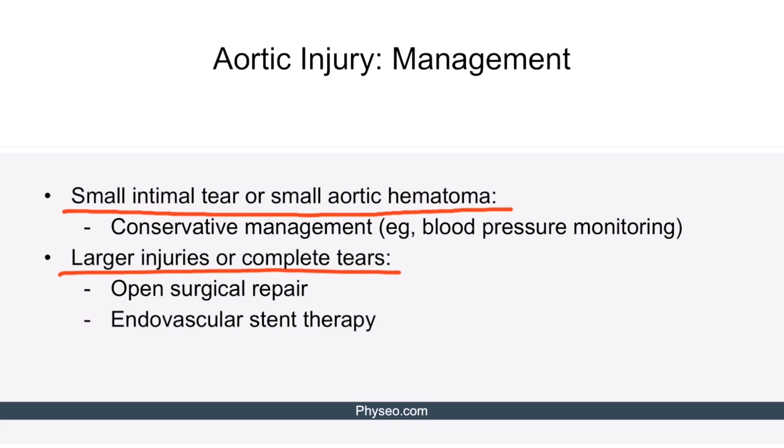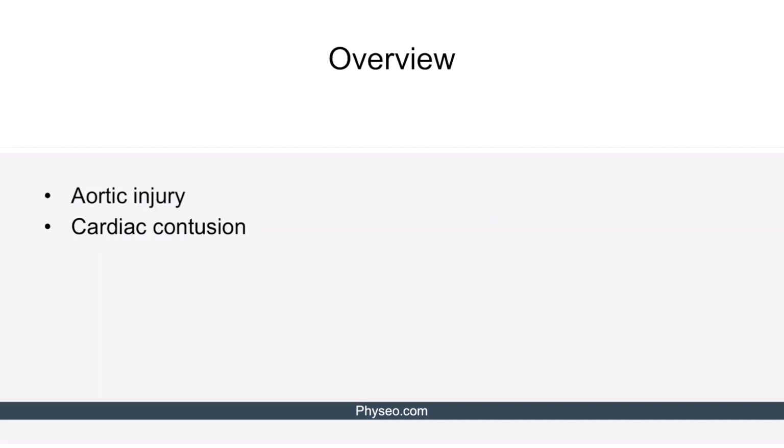During these open surgical repairs, the injured part of the aorta is replaced with prosthetic grafts. During endovascular procedures, a stent is inserted in the aorta from the groin and is expanded in the injured area to prevent further bleeding. Now that we've discussed aortic injuries, let's move on to cardiac contusion.